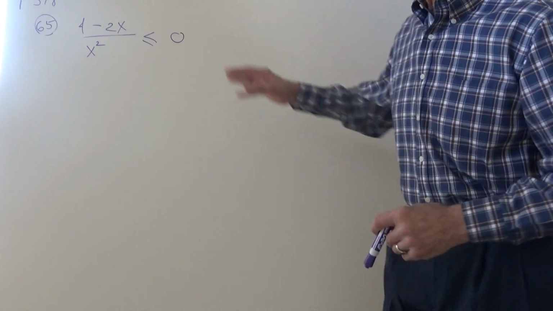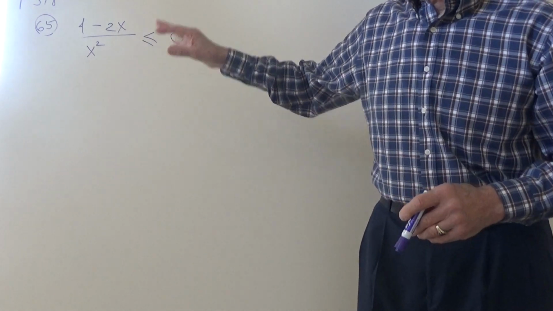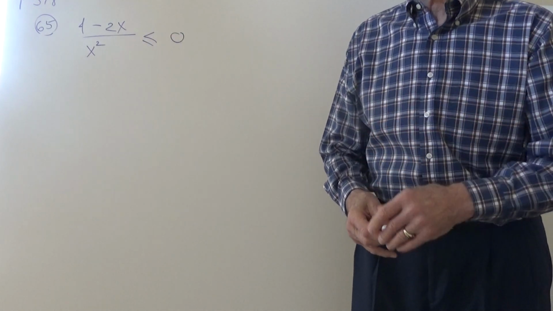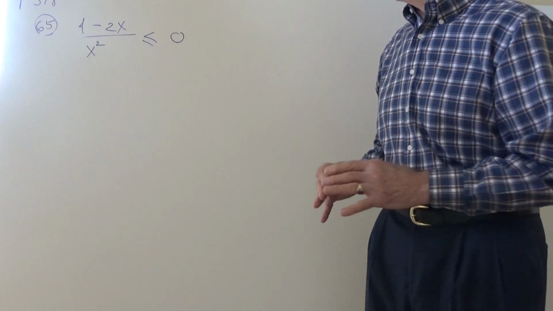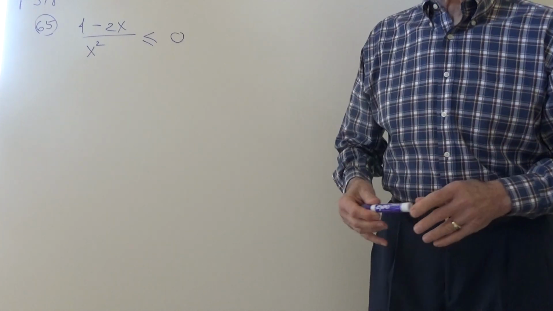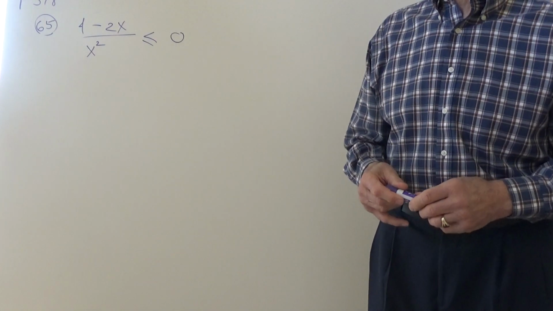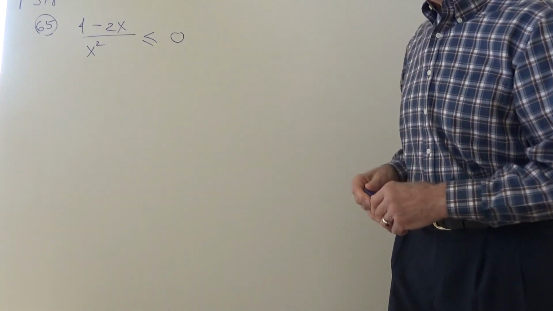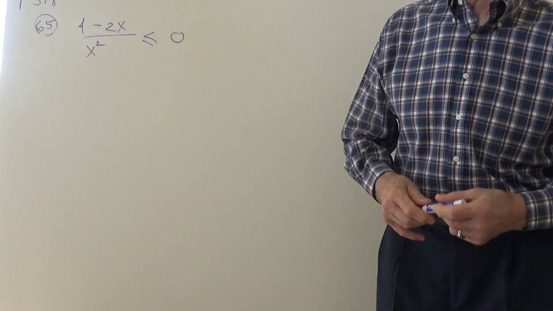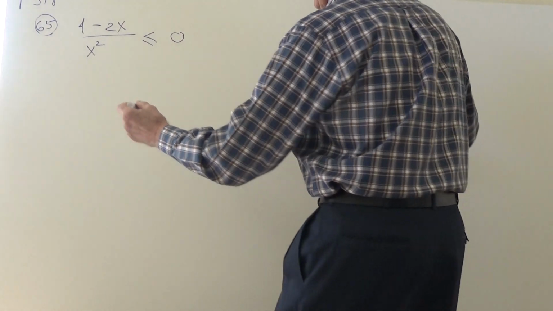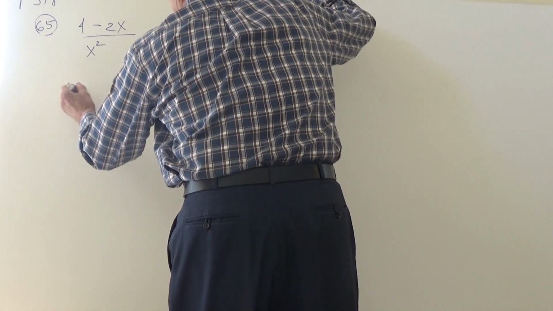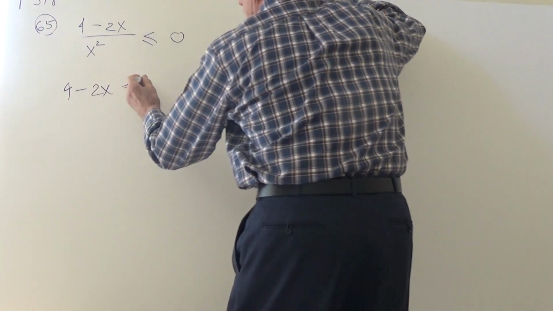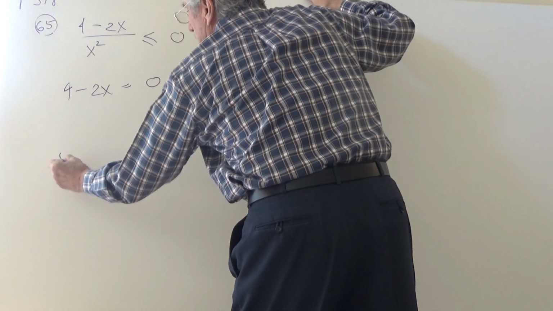The important feature is do not multiply by x squared on both sides. You're going to lose a root that way. Make sure that everything is on one side equal to 0, in this case less than or equal to 0. And then after that, proceed to take the numerator and denominator, set each of those equal to 0. So we're going to say that 4 minus 2x equals 0, and also that x squared equals 0.